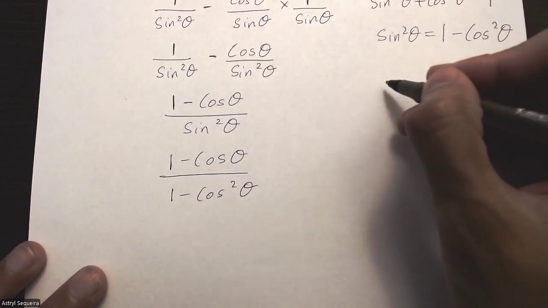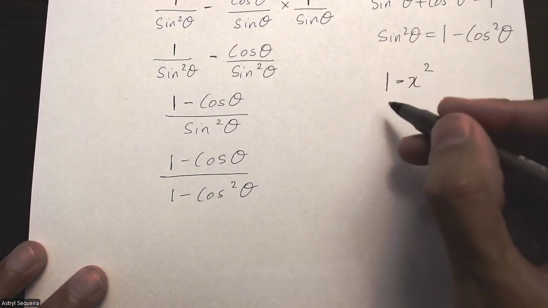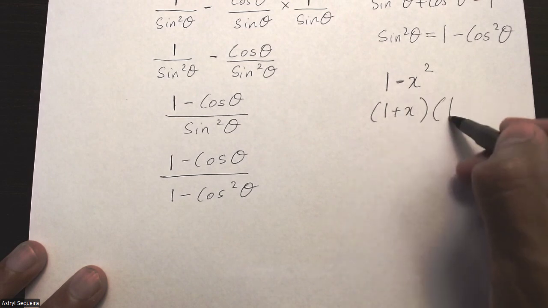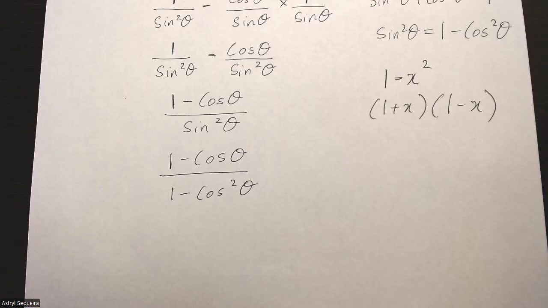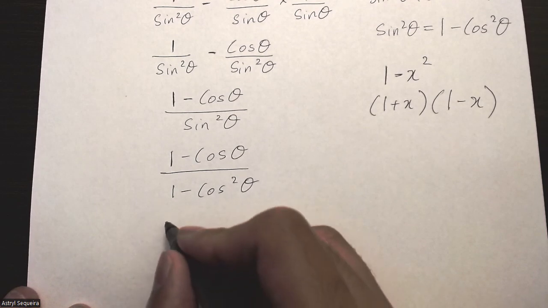You're not sure what I mean? If I have 1 minus x squared, this is from our factoring chapter, I can factor this to 1 plus x times 1 minus x. So knowing your factoring methods, especially difference of squares, and even common factor, is really important. Knowing all your factoring methods is necessary to solve trig identities.